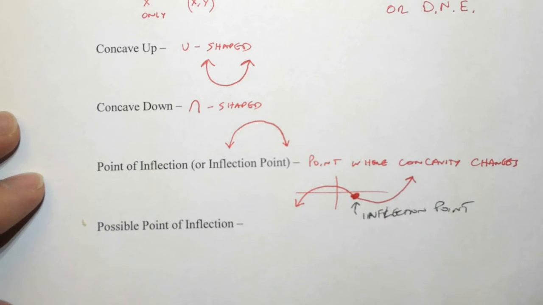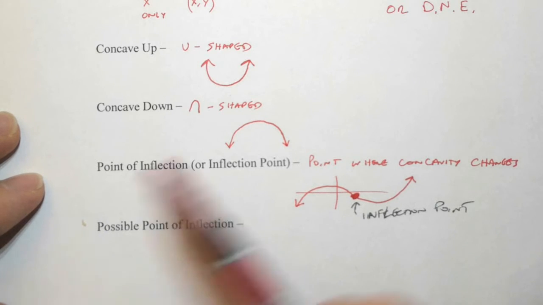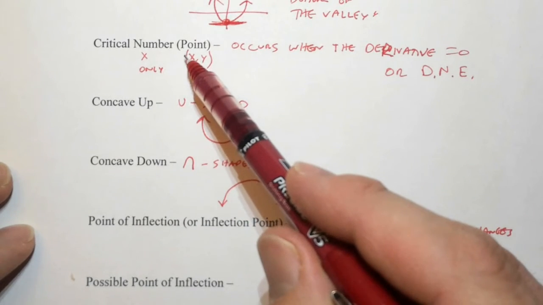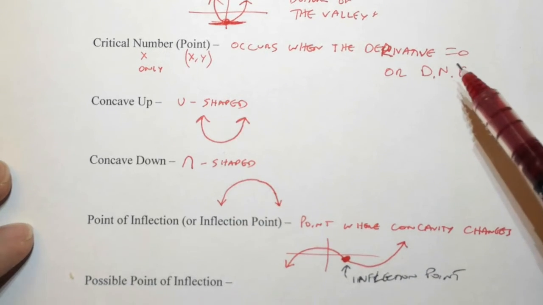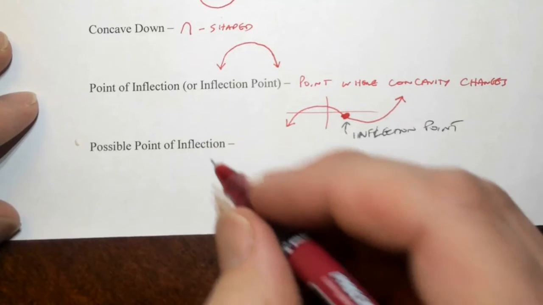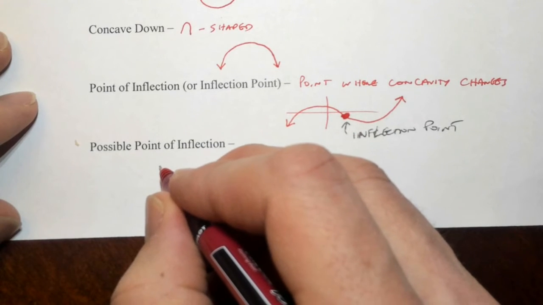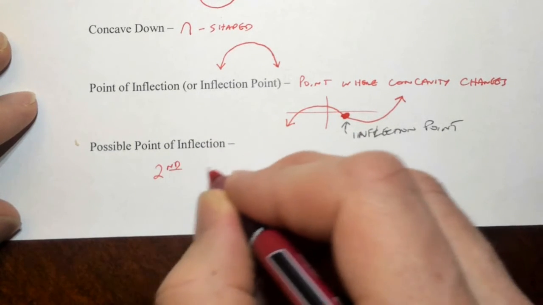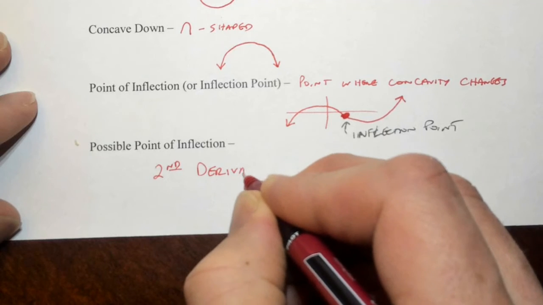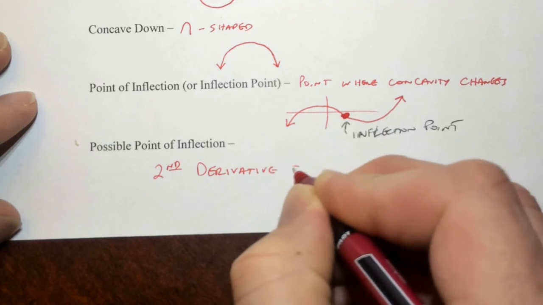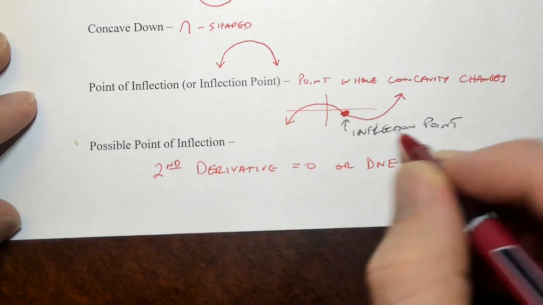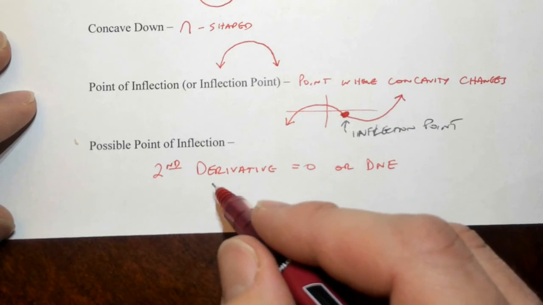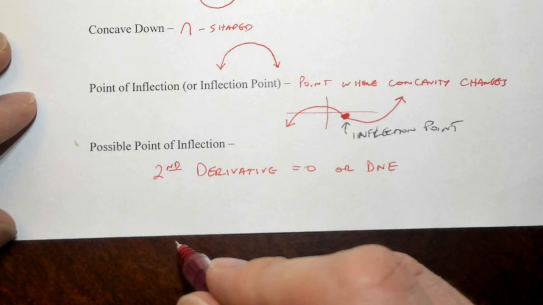A possible point of inflection is like the critical numbers from up here. A critical number is when the derivative equals 0 or does not exist. A possible point of inflection occurs when the second derivative equals 0 or does not exist. So a possible point of inflection is to the second derivative what a critical number is to the first derivative.